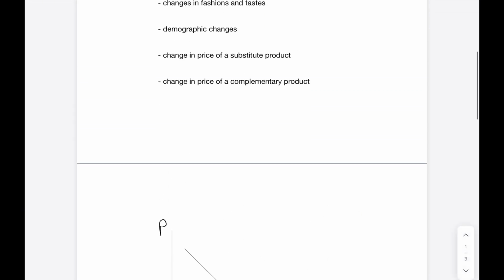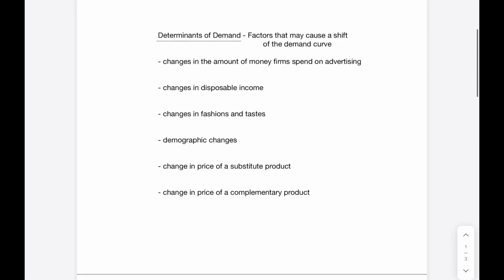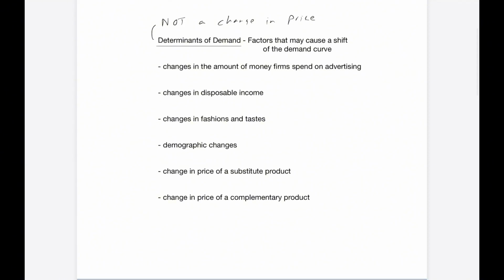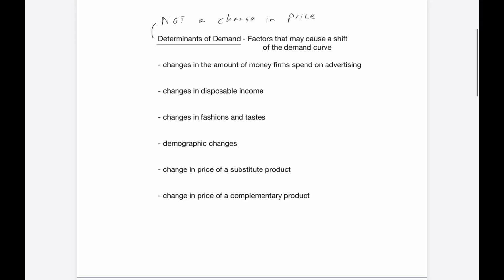So let's have a look at what is known as the determinants of demand, the factors which may cause a shift of the demand curve. Now, just to clarify, one of the determinants is not a change in price, because a change in price of the product will cause a movement along the demand curve and not a shift of the demand curve. So don't get confused with that concept. So let's have a look at the determinants of demand.